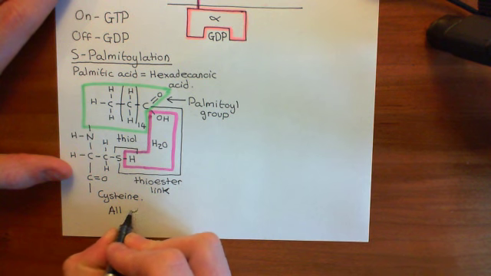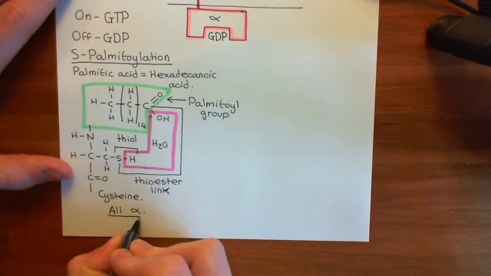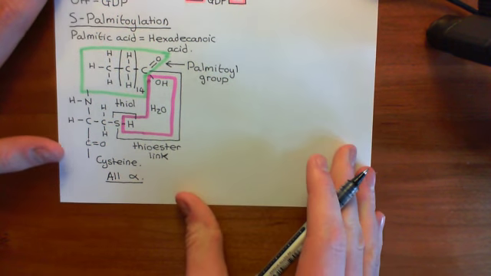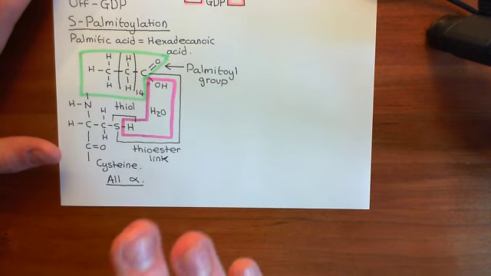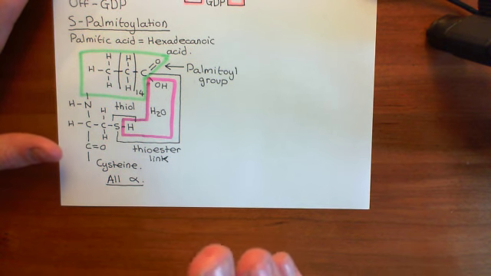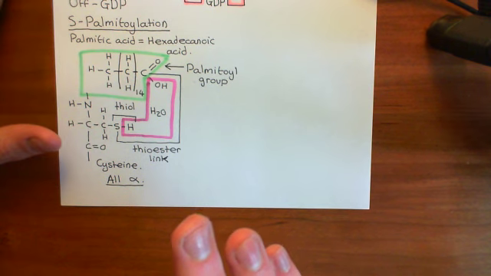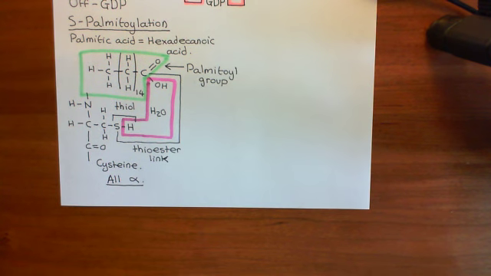We're going to see another lipid modification that can occur for certain alpha subunits. Those special alpha subunits are going to get these two lipid modifications occurring to them, but we'll have a look at that in the next video.